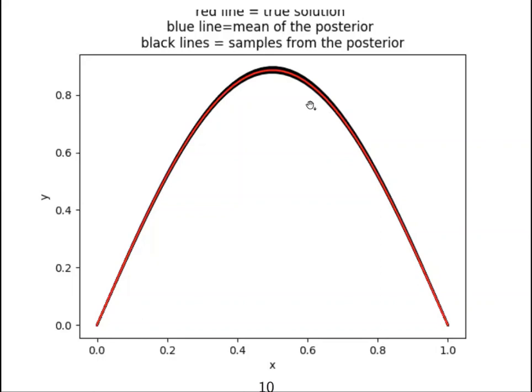So the red line is meant to be the true solution, and the black lines are meant to represent the samples on the posterior. There is meant to be a mean of the posterior here as well, but it overlaps so much with the red line that you can't see it. So it shows that the method is quite promising, at least when you look at it at a first glance.